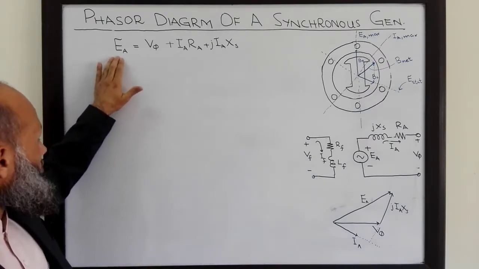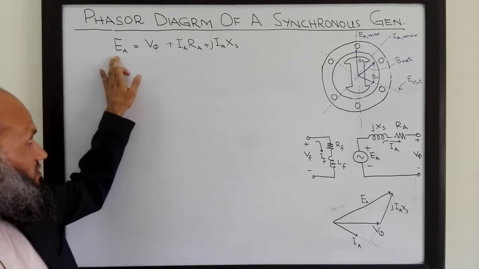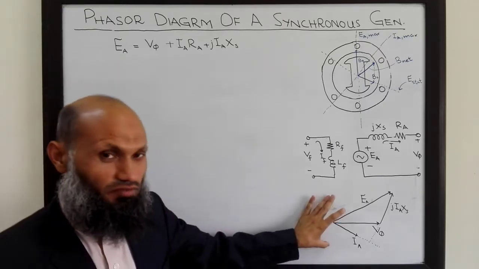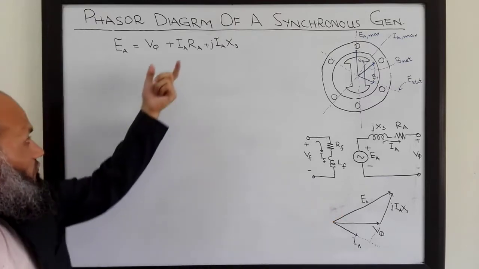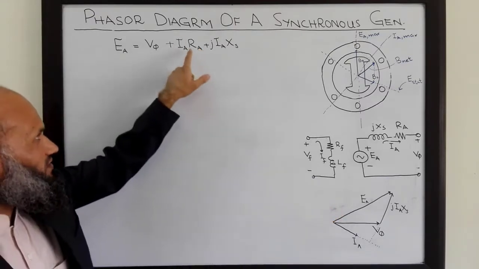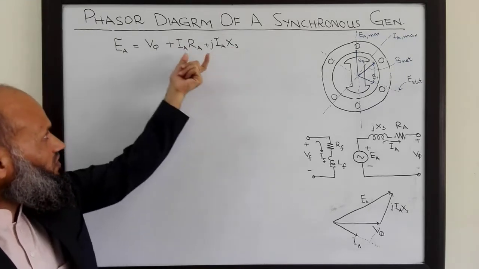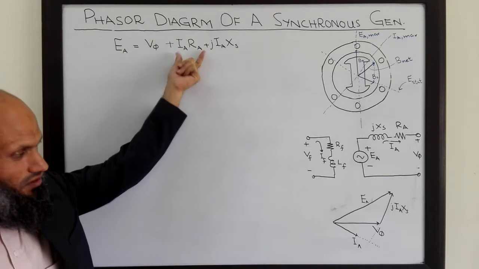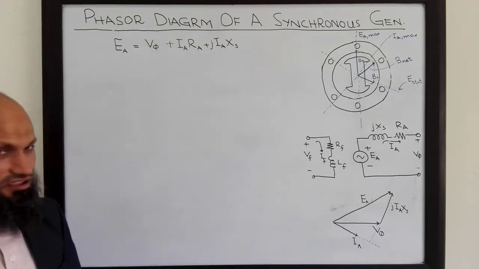Based on this equation, we have already learned how to obtain the phasor diagram. Here is the simplified phasor diagram. In the simplified phasor diagram, we have omitted this phasor because RA is much smaller than XS, so we can just omit this phasor, and here is the simplified phasor diagram of the synchronous generator.